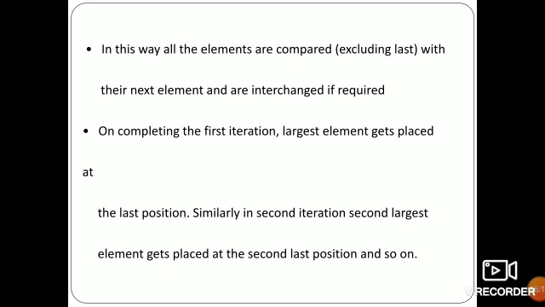So for ascending order, ascending means smallest to biggest number. After completion of the first loop, the largest number will be placed at the last position. Similarly, in the second loop, the second largest element gets placed at the second last position, and so on.